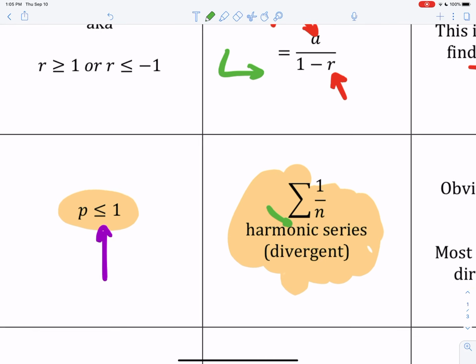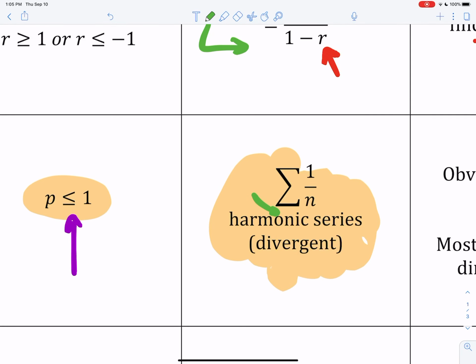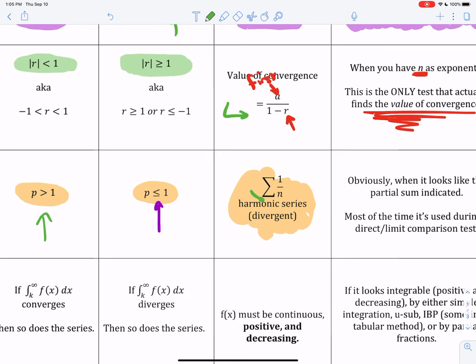One other big takeaway is that if you have the sum of 1 over n, just remember that it's called a harmonic series. You will see that very often, and we understand that harmonic series will always diverge, okay?